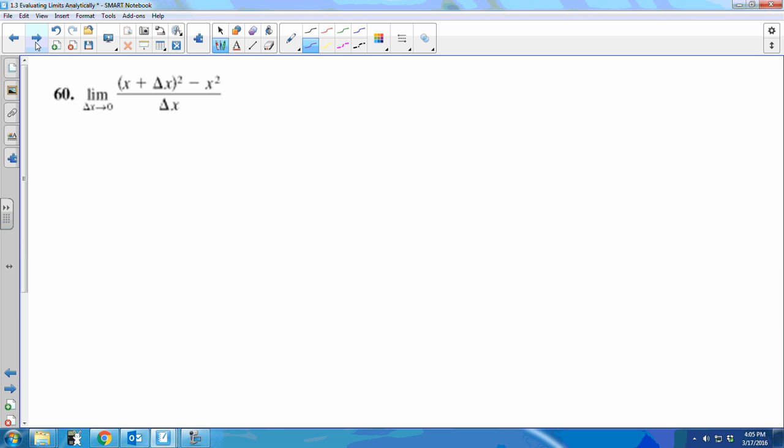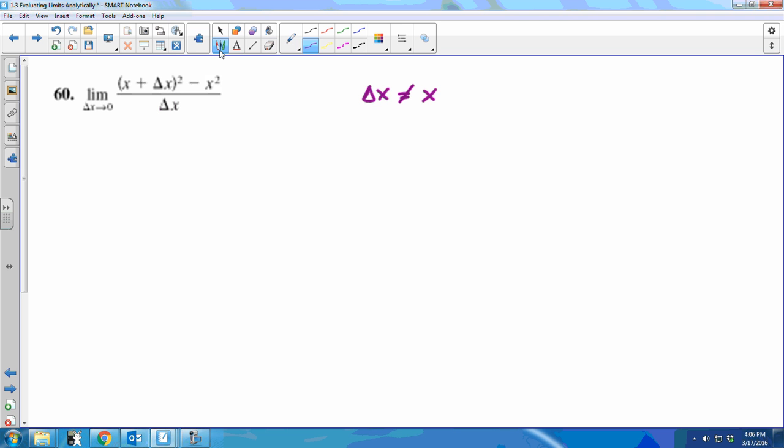One more example. The limit as delta x approaches 0 of this function. Now, here's what you have to know. Delta x and x are not the same thing. It's like having two variables in this problem. Okay? So it says delta x approaches 0. That means wherever I see a delta x, I would put a 0. And so if I put a 0 in the denominator again, I can't do that. That's a problem.